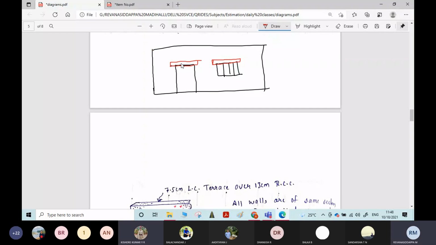What is the reason for providing this lintel beam over the openings? The lintel beam is a reinforced concrete beam. Because it is an opening, the load should not come directly on the door. It is provided to withstand the load of the superstructure here.